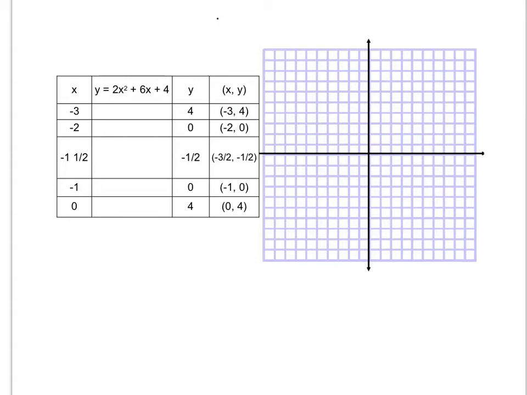So the first point I'm going to go ahead and plot is negative 3 and 4. Okay, so that's going to be at negative 1, 2, 3, and positive 4. 1, 2, 3, 4 will be right here since I'm counting by halves. Okay, then I'm going to go to negative 2, 0, and counting by halves, that will be right here, on the x-axis. Then I'm going to go to negative 3 halves and negative 1 half. Okay, so that's going to be right here since I'm counting by halves. And then I'm going to go to negative 1, 0.